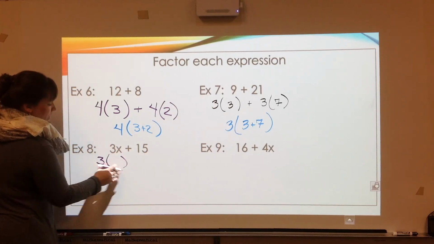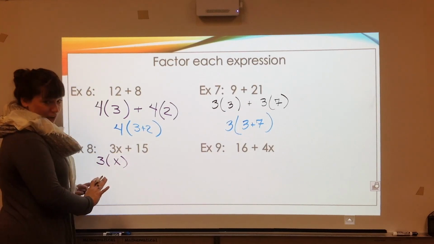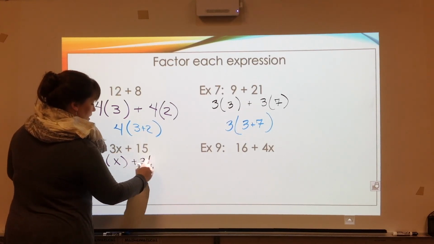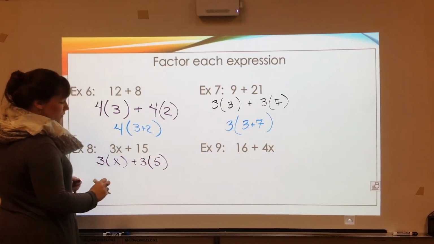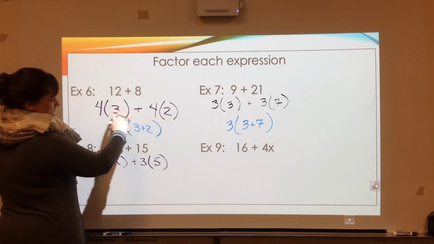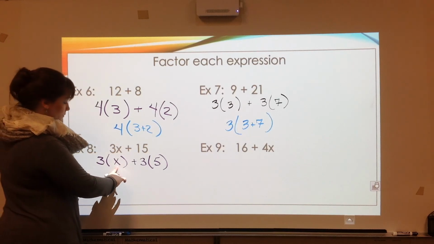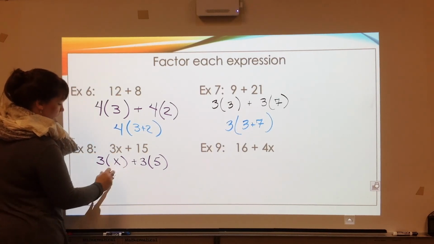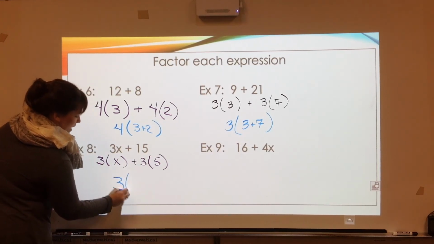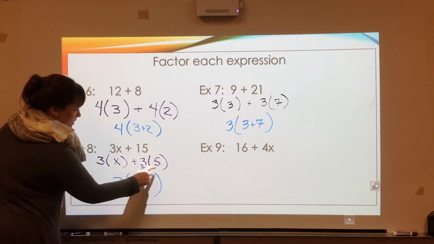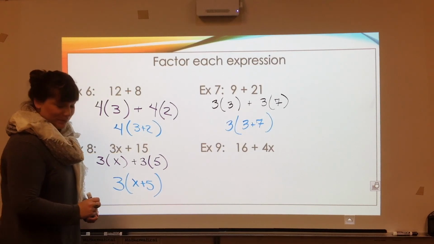What times 3 will get me 3x? Well, I don't know what x is, so I'm going to just put the x in there. And then ask myself the same question, what times 3 gives me 15, and that is a 5. So now I have the same setup that I had up here, except that this first parenthesis is unknown. That's okay, I'm just going to leave it alone. I'm going to put 1 3 on the outside of a parenthesis, and then whatever's in these little guys, I'm going to put inside this one.